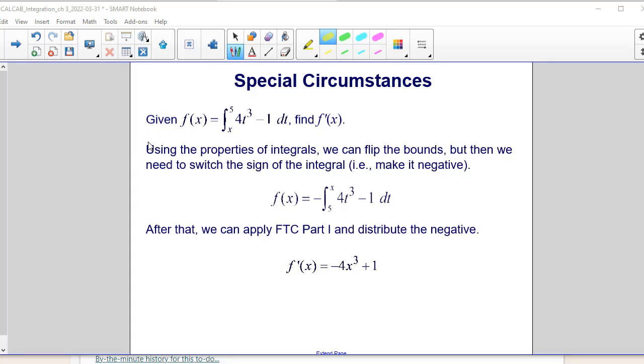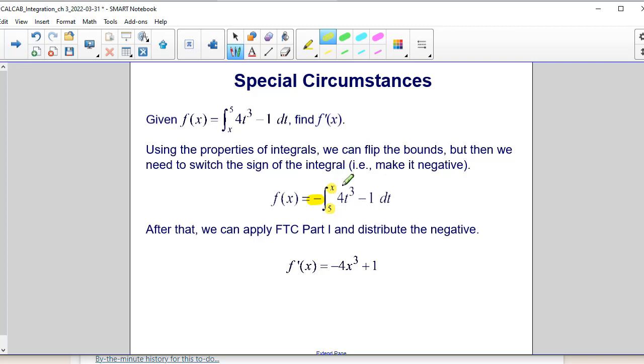Using the property of integrals, we can flip the bounds, but then we need to switch the signs of the integral. For example, we need to make it negative. So you'll notice that we do switch the bounds. 5 is now the lower bound and x is the upper bound, and we made the integral negative.